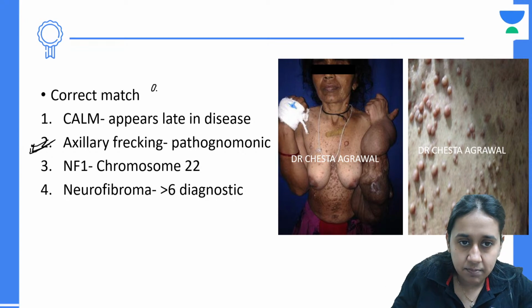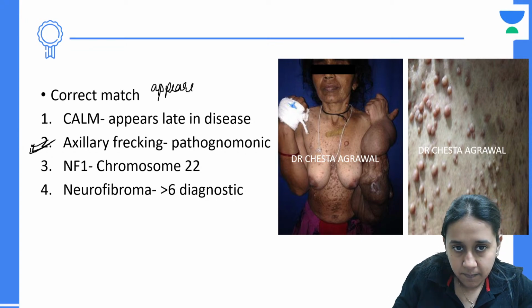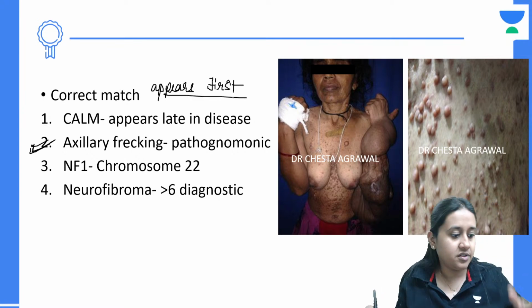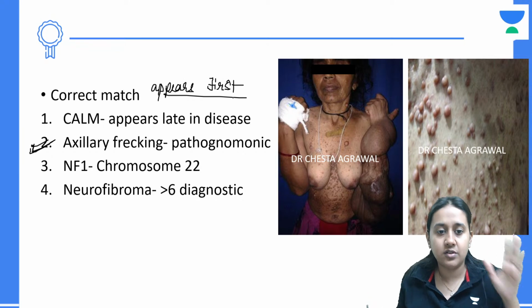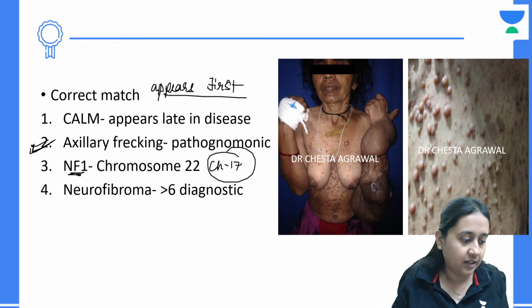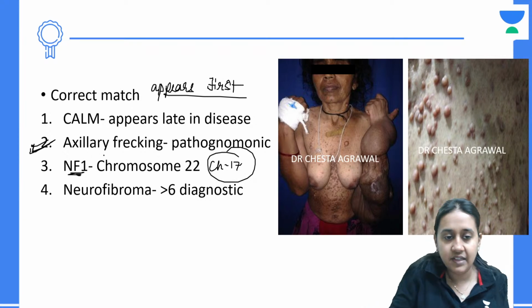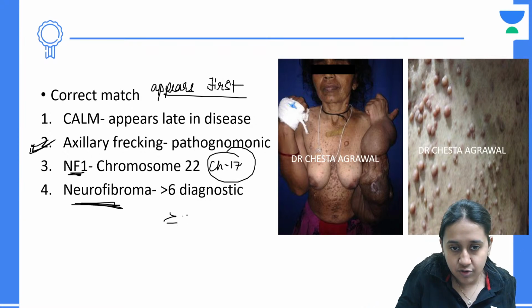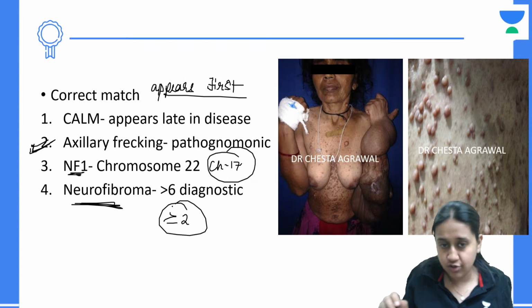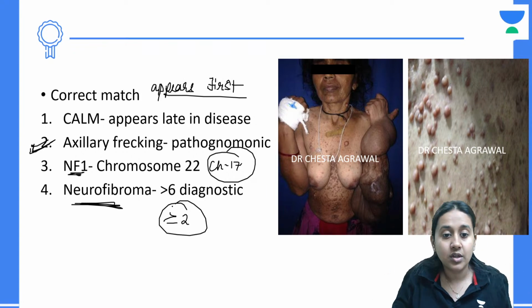Cafe au lait macule appears first. NF1 is a chromosome number 17 defect, and neurofibroma should be more than or equal to 2 for making the diagnosis. It should not be more than 6, but more than or equal to 2. More than 6 is for cafe au lait macule.